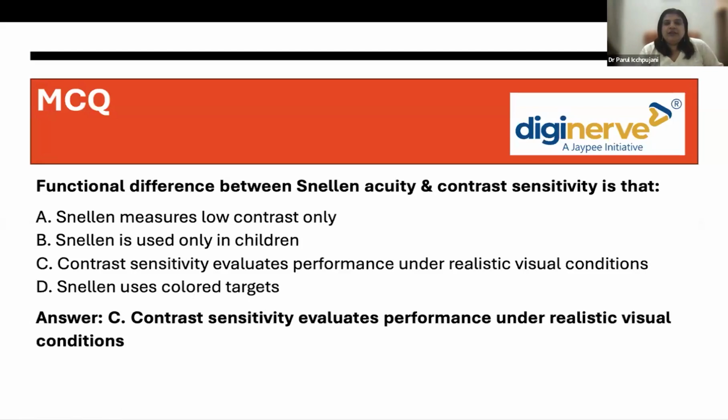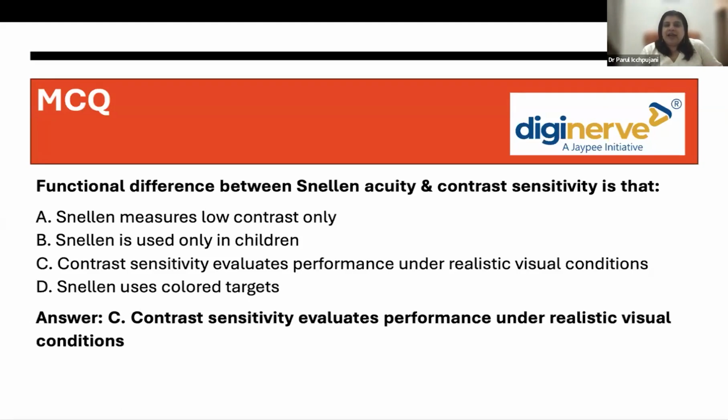The functional difference between Snellen acuity and contrast sensitivity: is it that Snellen measures low contrast only? Not at all. We have seen that we have dark black letters on a light background. How can it be checking low contrast only? Snellen actually measures high contrast. Is Snellen used only in children? Not at all. Snellen is used by children, by adults, by literates and illiterates, everybody alike.